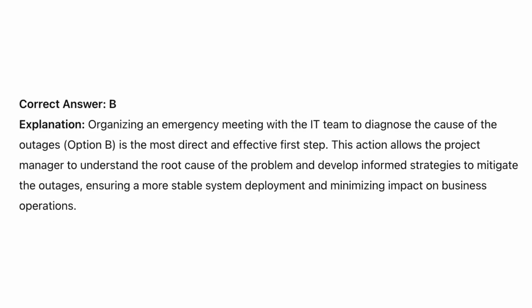Correct answer B. Explanation, organizing an emergency meeting with the IT team to diagnose the cause of the outages. Option B is the most direct and effective first step. This action allows the project manager to understand the root cause of the problem and develop informed strategies to mitigate the outages, ensuring a more stable system deployment and minimizing impact on business operations.